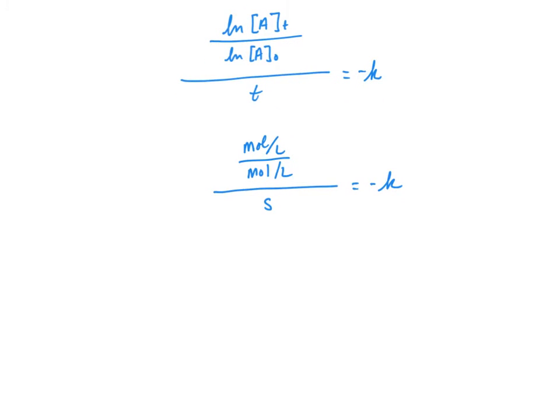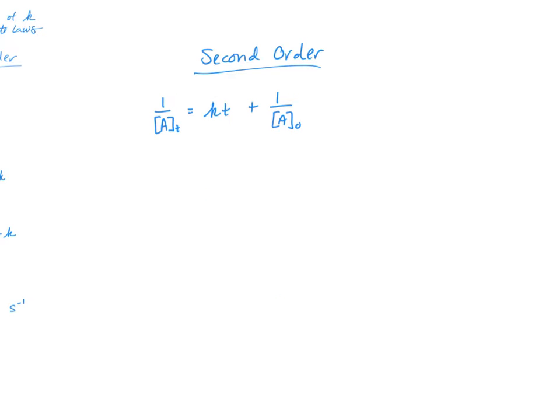Moles per liter divided by moles per liter is 1. And so we're left with 1 over s is equal to minus k. And so the units on the rate constant for a first order reaction are going to be 1 over s, or you might see it written as s to the minus 1.